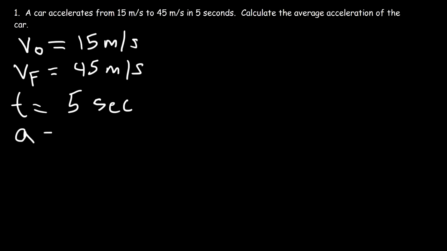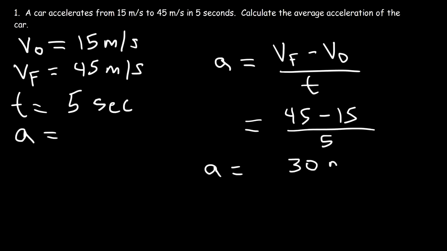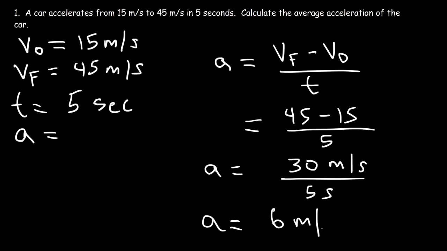Our goal is to calculate the average acceleration. So the formula that we could use is this one. Acceleration is equal to v final minus v initial divided by t. The final speed is 45, the initial speed is 15, and the time is 5. So the change in speed is 30 meters per second. And we're going to divide that by 5 seconds. 30 divided by 5 is 6. So the acceleration is 6 meters per second squared.